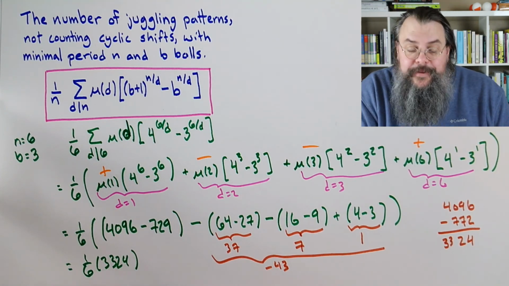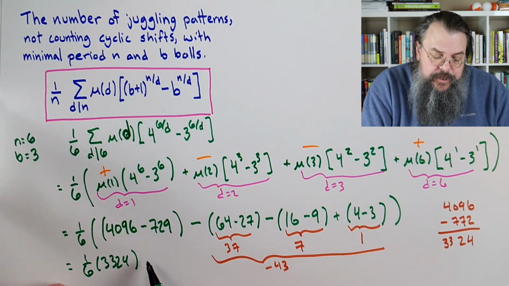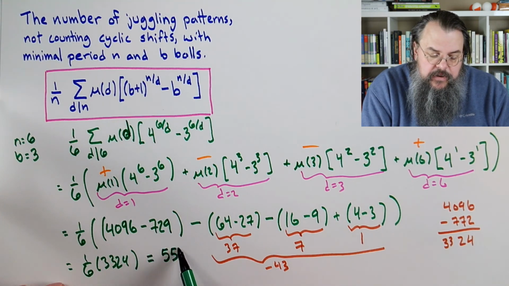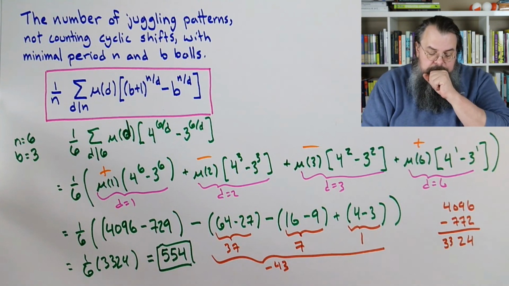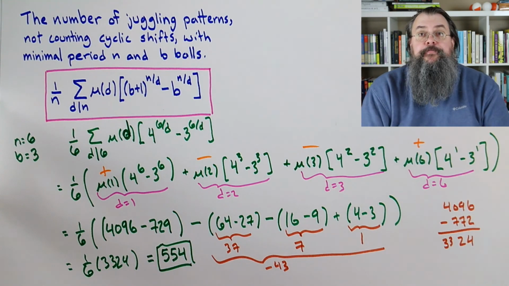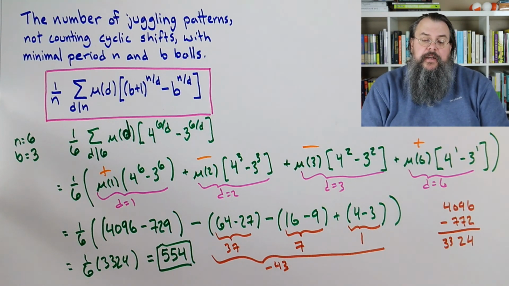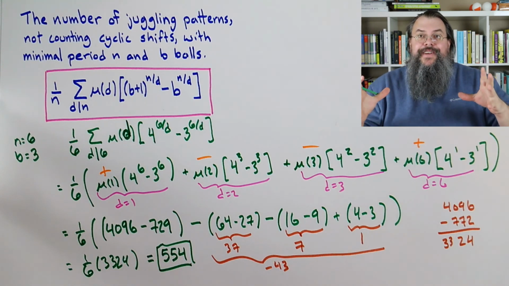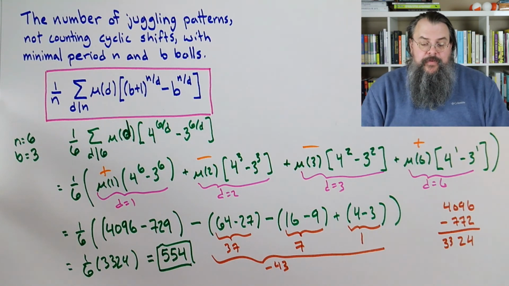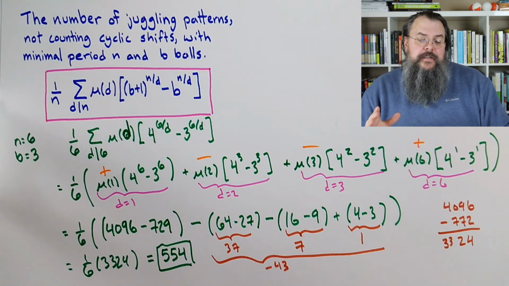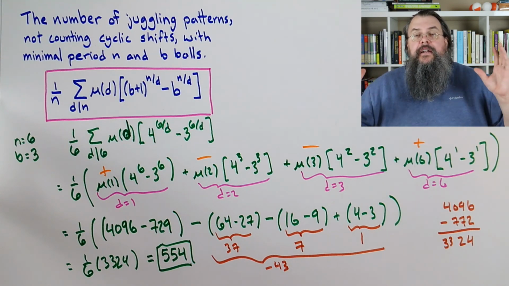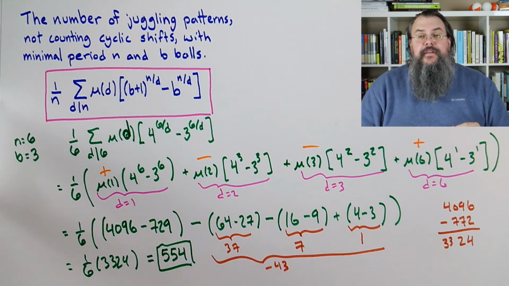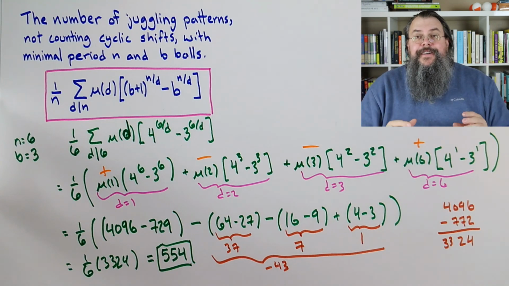It means we might have actually gone through this without too much danger. Namely, it's going to be 554. And this is not so hard to check. So that says that if I have 3 balls and period 6, there are 554 distinct patterns. In other words, patterns which look completely different from each other, and none of them are built off of any smaller period. And that's the count.